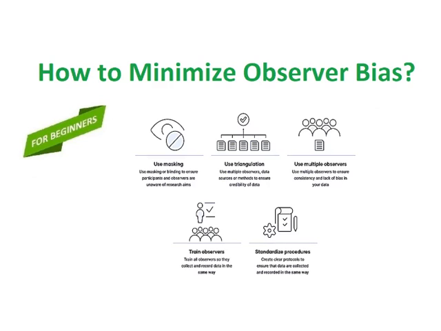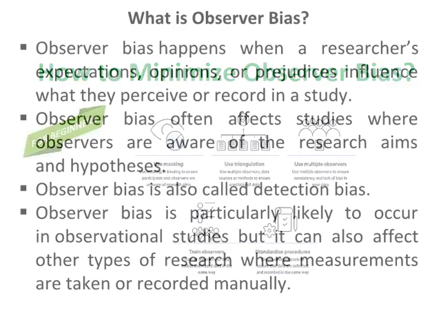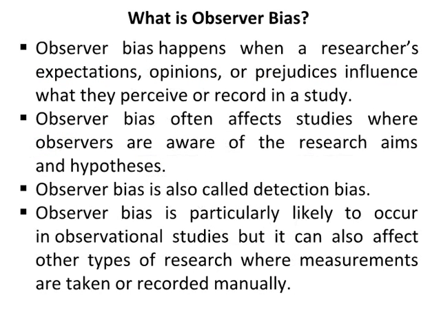How to minimize observer bias, step-by-step guide for beginners to conduct research. What is observer bias? Observer bias happens when a researcher's expectations, opinions, or prejudices influence what they perceive or record in a study. Observer bias often affects studies where observers are aware of the research aims and hypotheses.